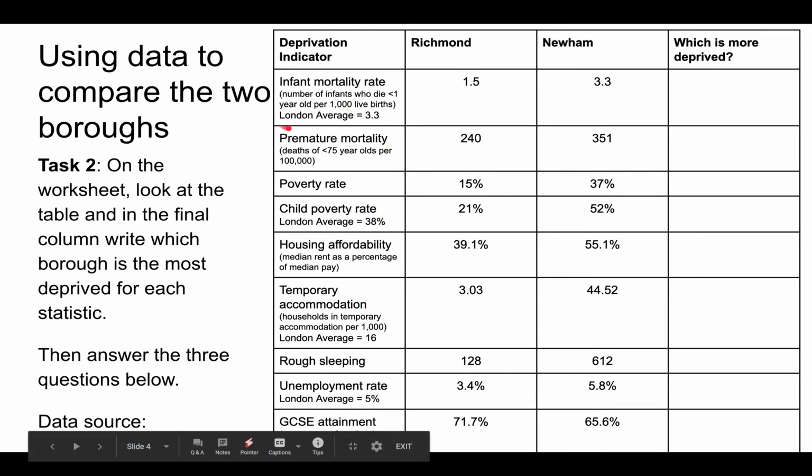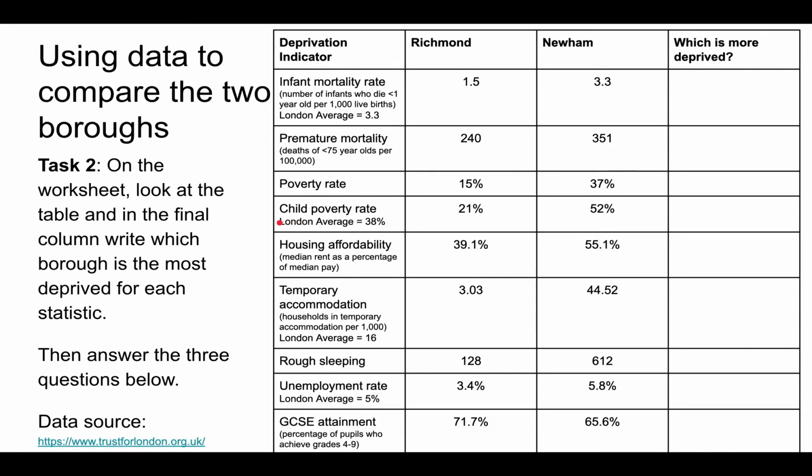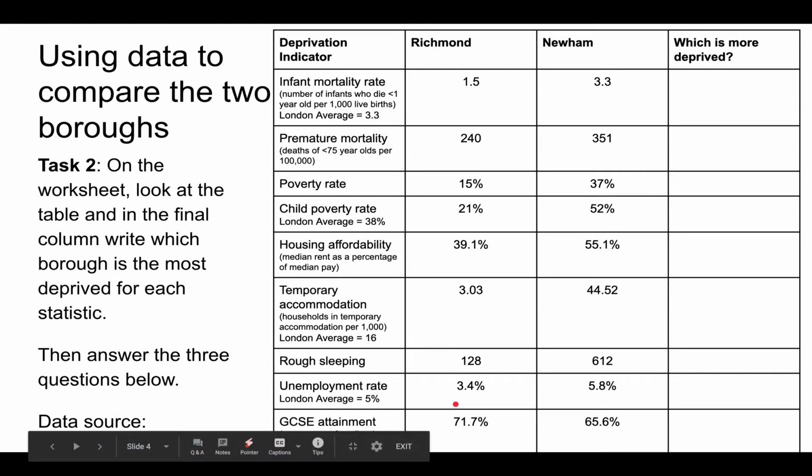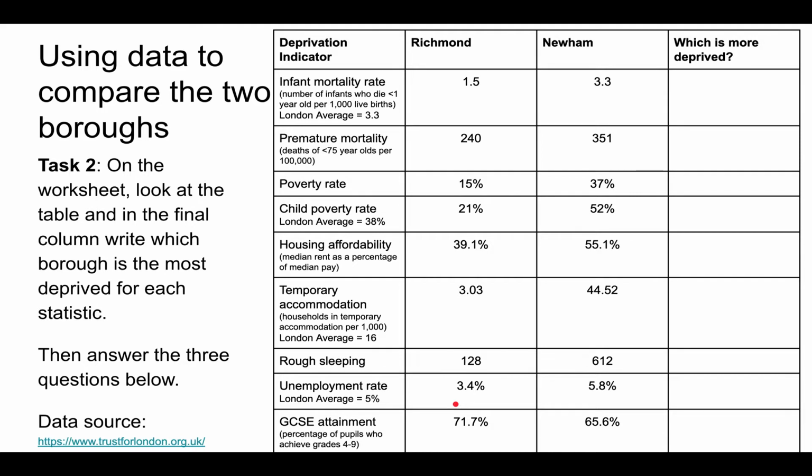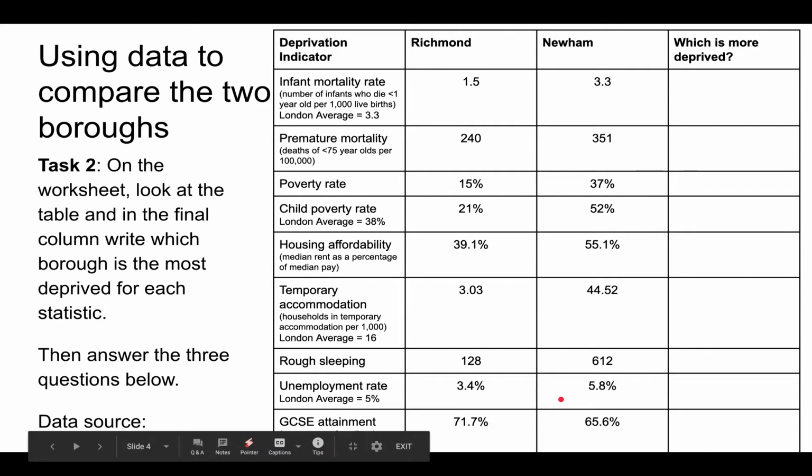Over here, I've given you the London averages where I've got them, okay? So for example, when we compared Richmond and Newham's infant mortality rate, we said Newham's is quite a lot higher than Richmond's. But if we compare it to London as a whole, it's pretty much the same. So what we're saying is perhaps Newham is not deprived so much as Richmond is privileged in the context of infant mortality. Whereas if we were talking about down here, unemployment rates, we would say that Richmond has lower unemployment than the London average and Newham has higher unemployment than the London average.